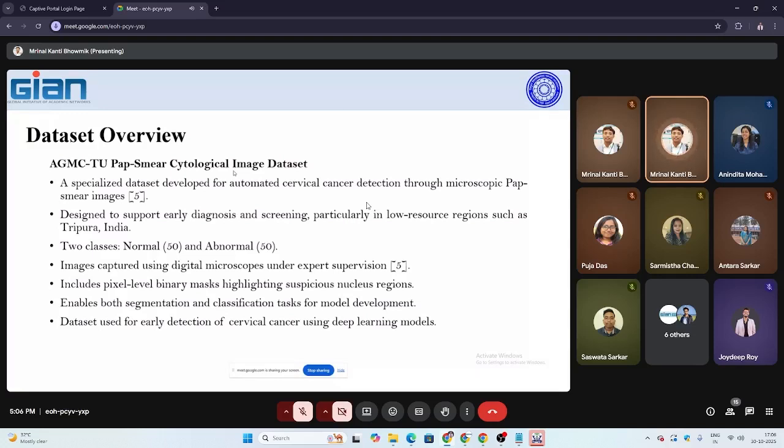Since the dataset comes from Tripura, it also gives an overview of our region, the northeast region, and how it works in our area. Overall, the dataset serves as a foundation for building and testing deep learning-based systems like VGG16 or ResNet.